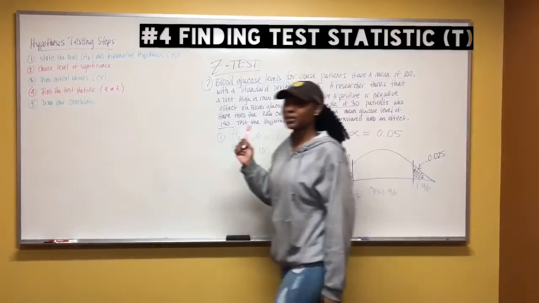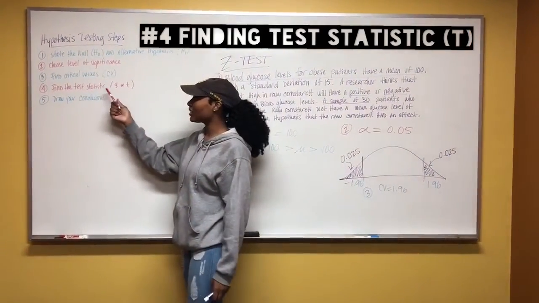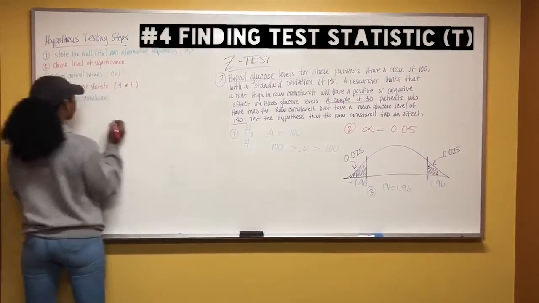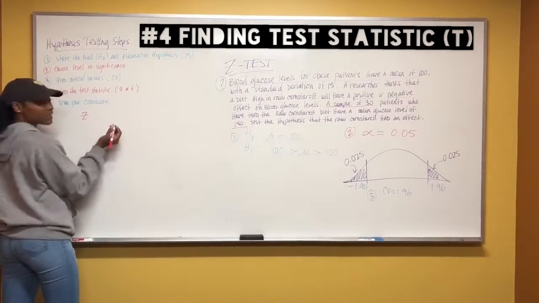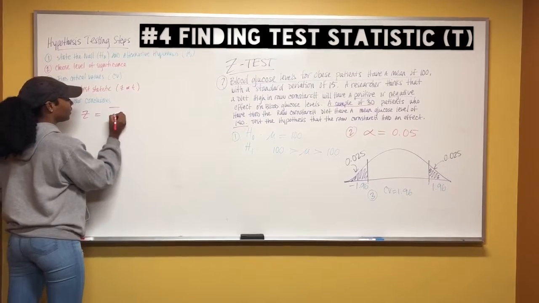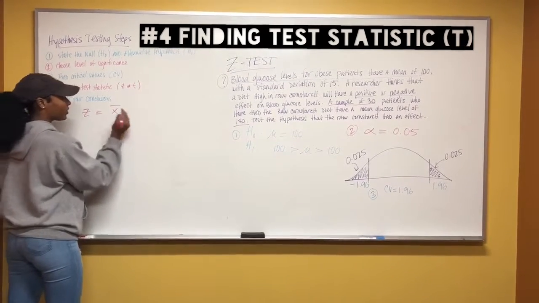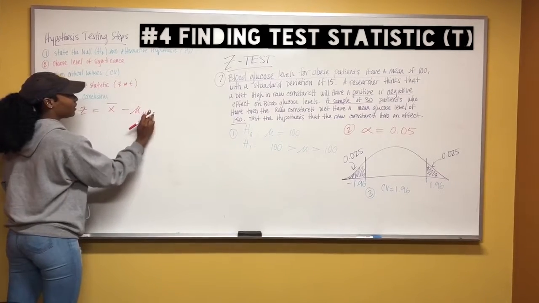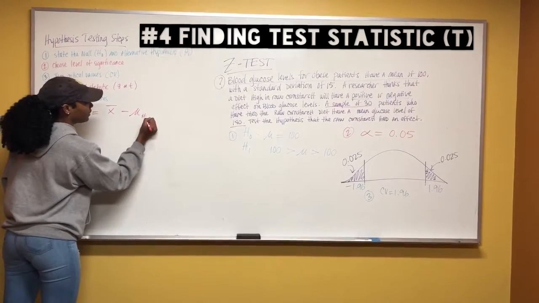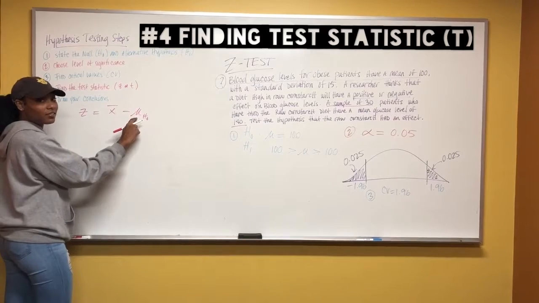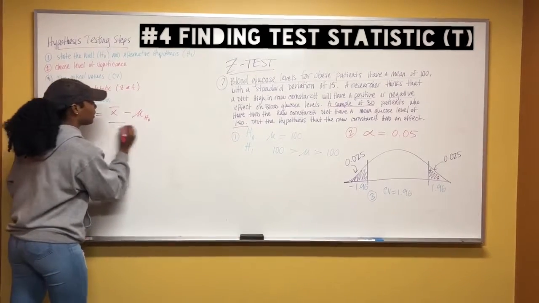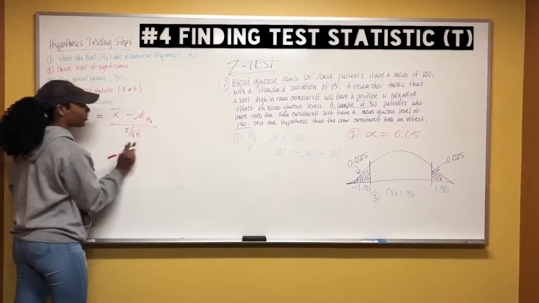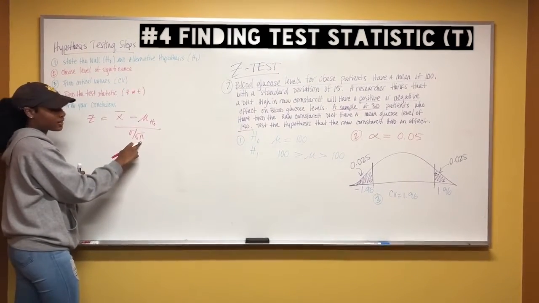So we'll move over here and we're going to do number 4, which is finding our test statistic, but we're going to do it for a Z. The equation for a Z statistic is equal to our observed mean minus the mean of the actual null hypothesis, all over sigma divided by the square root of n, n being our sample size.